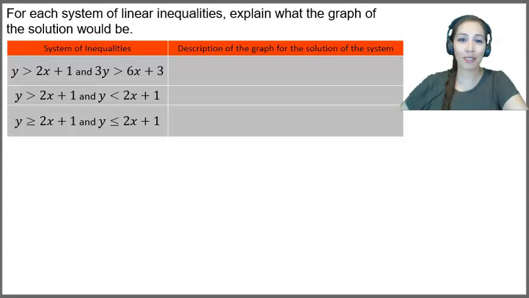For each system of linear inequalities, explain what the graph of the solution would be. So on each one of these, I'm going to go ahead and explain what the graph looks like and what the solution of the system is. But how am I going to graph these, and what is the solution of a system of linear inequalities?